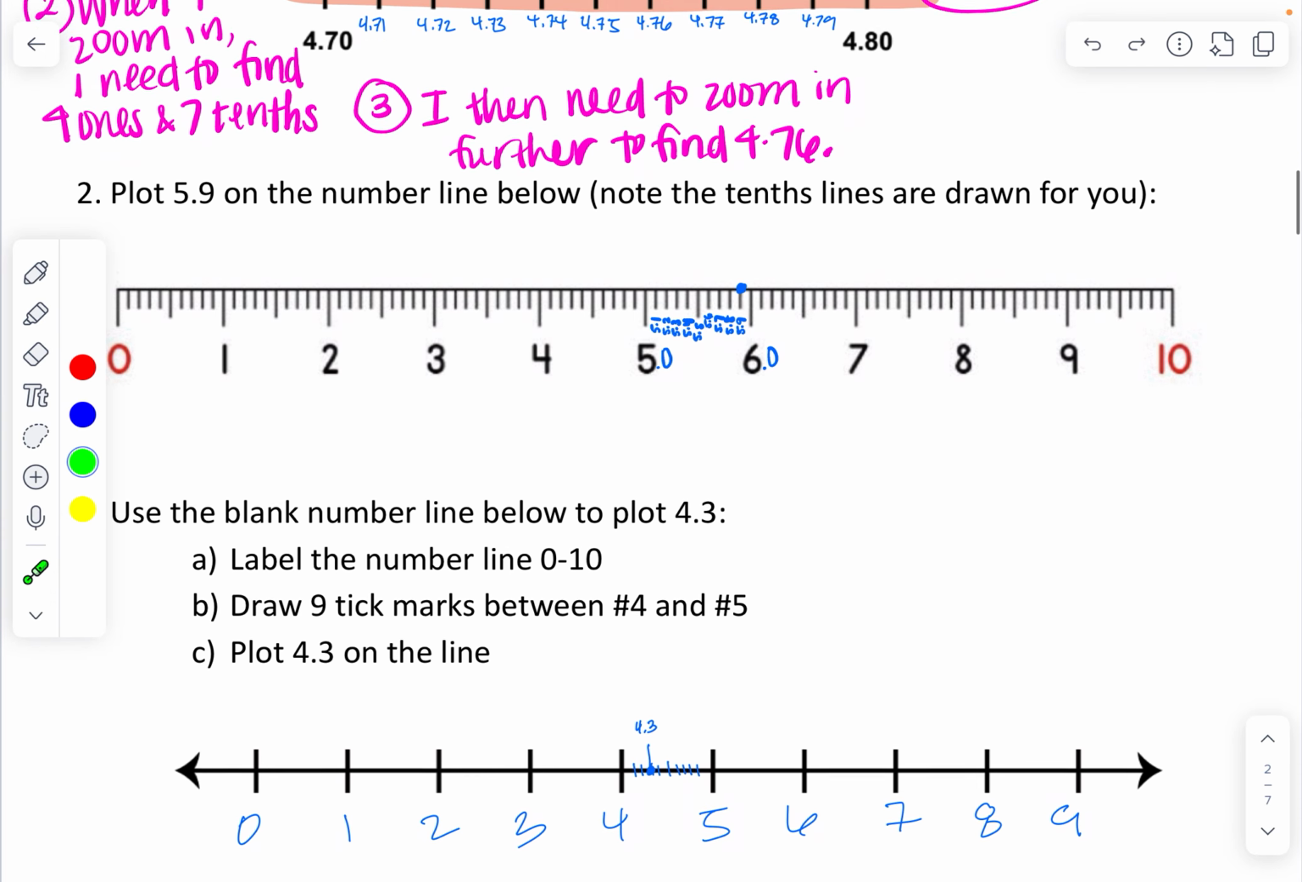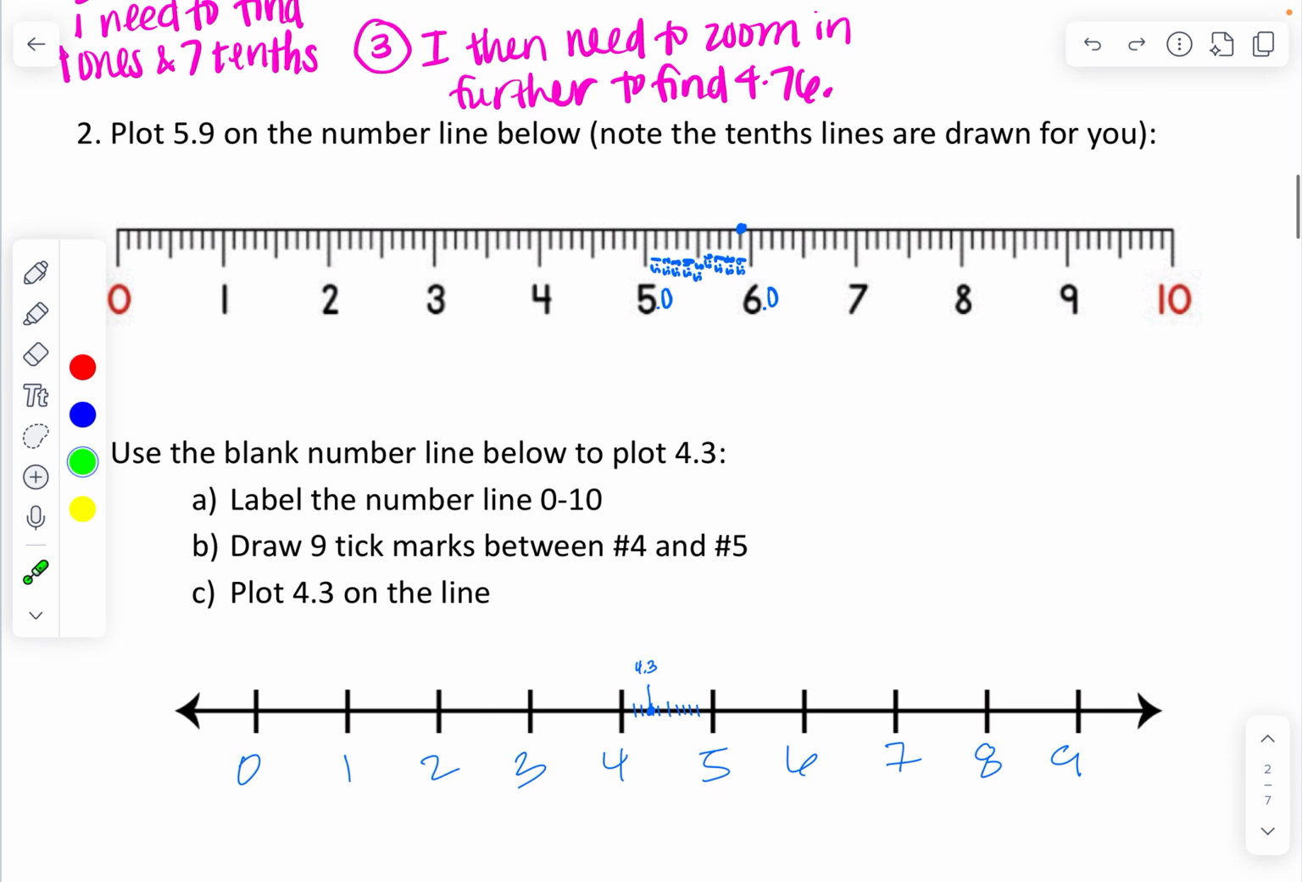Question 2 says plot 5 and 9 tenths on the number line below. Note the tenths lines are drawn for you, okay? So we're just focused on plotting for this question. So, okay, 5 and 9 tenths. That's 5 ones or 5 wholes and 9 tenths. So I want to ask myself, between which 2 wholes would 5 and 9 tenths fall? It would fall between 5 and 6.